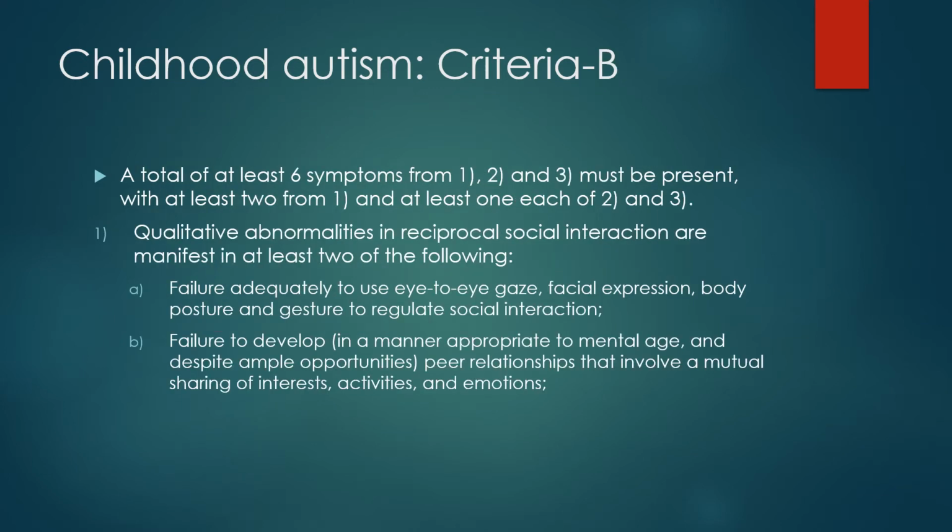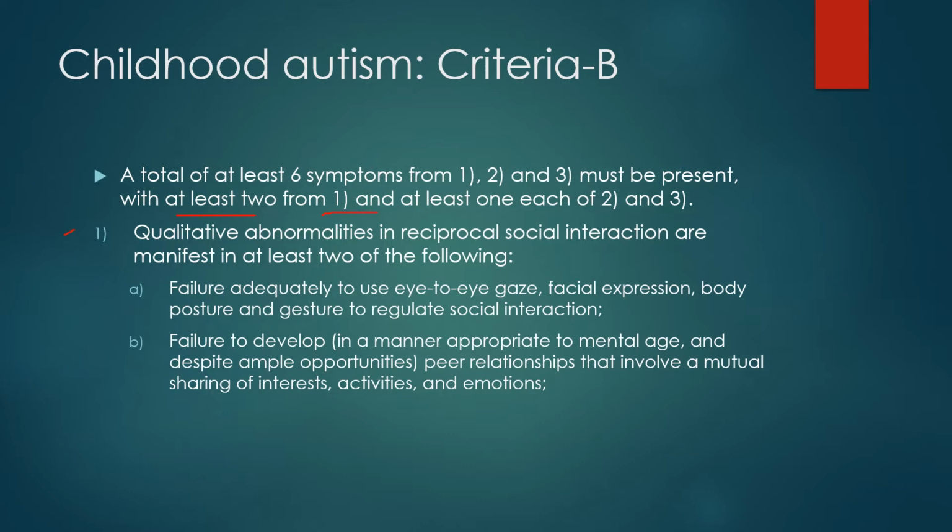The criteria B, there should be a minimum of at least 6 symptoms, and we have divided them into first, second and third, with at least 2 symptoms present from the first and at least 1 each from the second and third. We will go through one by one.